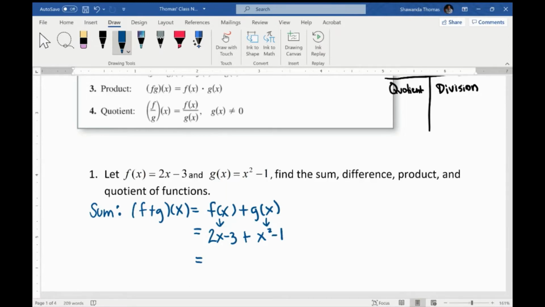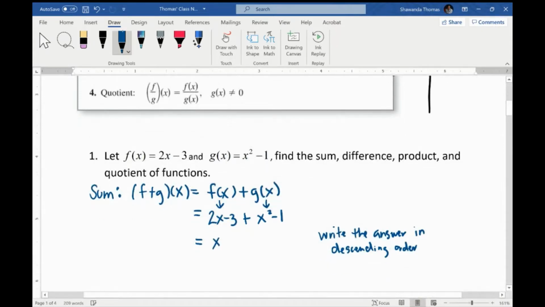But I want you to write, if possible, I know it's not going to be wrong if you don't, but if possible, let's write the answers in descending order. What do I mean about descending order? About a degree. Yep, the highest exponent first, all the way down to the constant, if there's a constant. So what will go first here? The x squared.